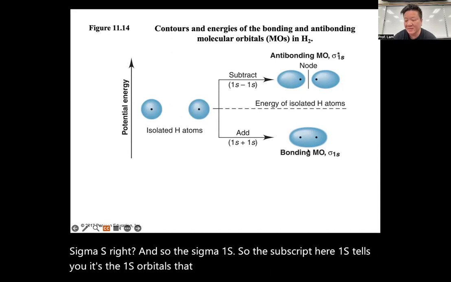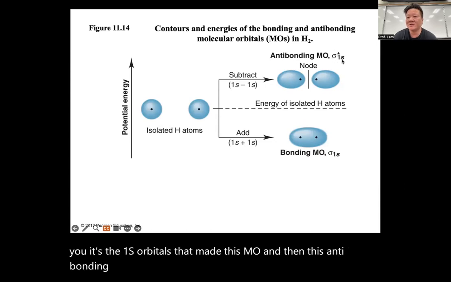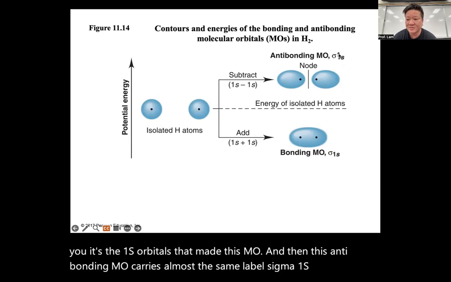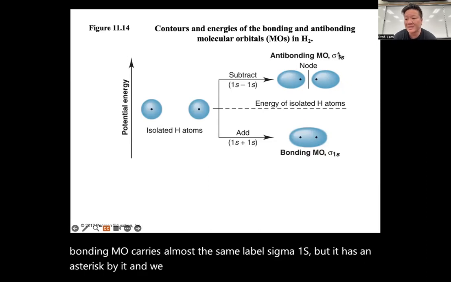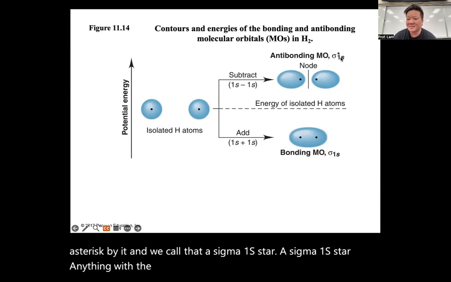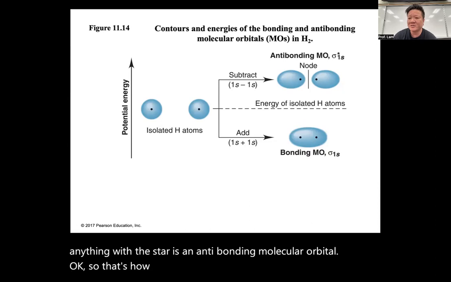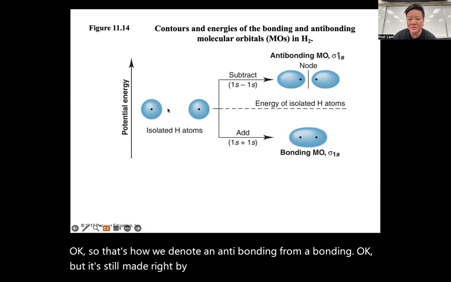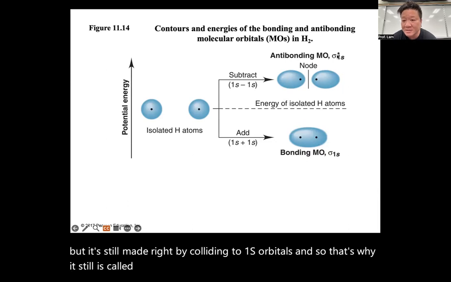And so the sigma 1s, the subscript here, 1s, tells you it's the 1s orbitals that made this MO. And then this anti-bonding MO carries almost the same label, sigma 1s, but it has an asterisk by it, and we call that a sigma 1s star. Anything with the star is an anti-bonding molecular orbital. So that's how we denote an anti-bonding from a bonding. But it's still made by colliding two 1s orbitals, and so that's why it still is called a sigma 1s.